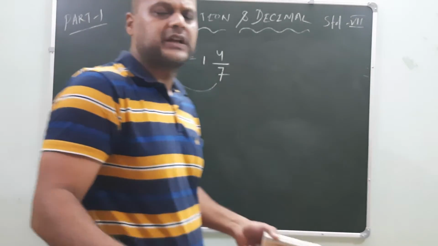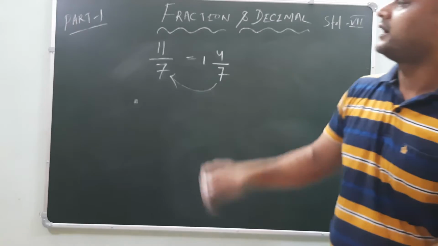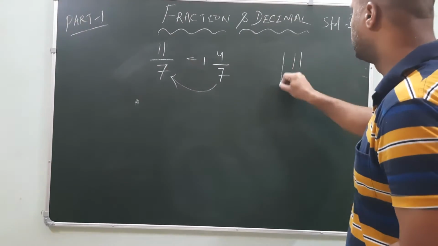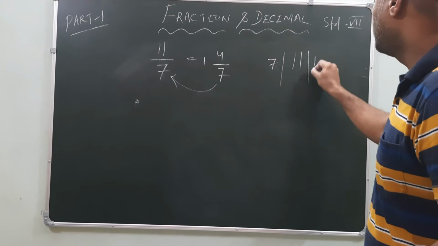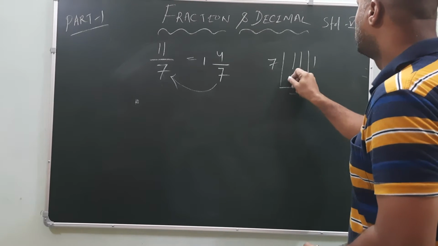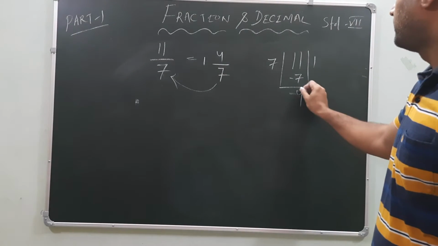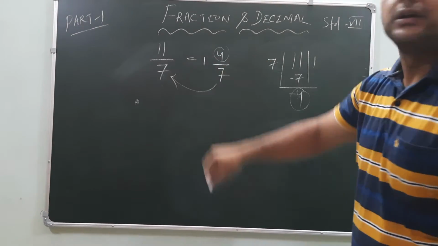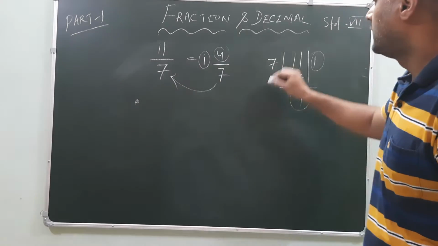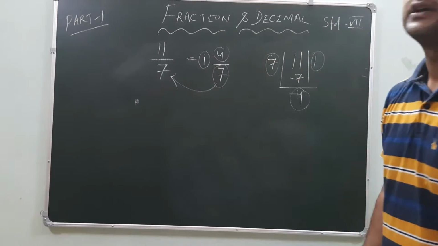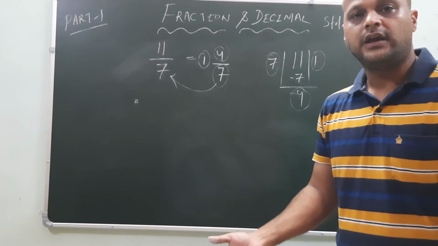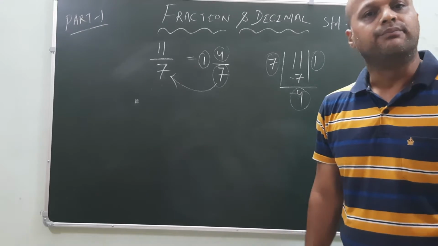Some of the people are having doubt about how to divide 11 by 7 here. It is the easiest process. You are already studying in standard 6. 7 ones are 7, minus, and the answer is coming 4. The remainder will be present in the numerator, the complete division quotient is the whole number, and the divisor is the denominator. Understood, friends? So this is the process of how to convert an improper fraction into a mixed fraction.